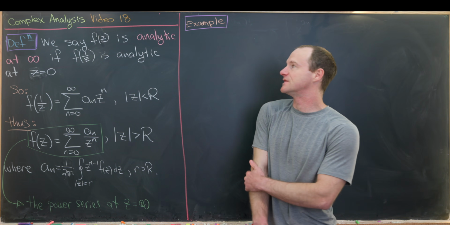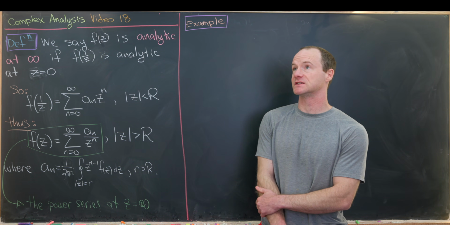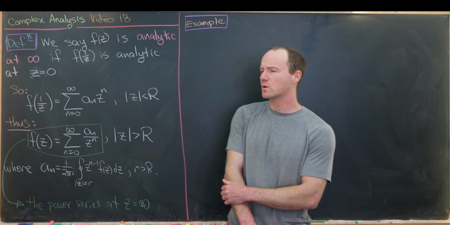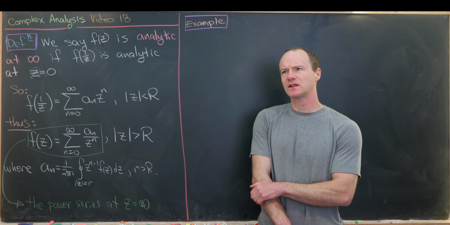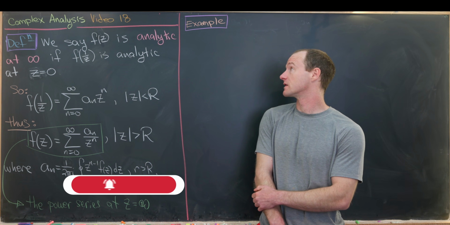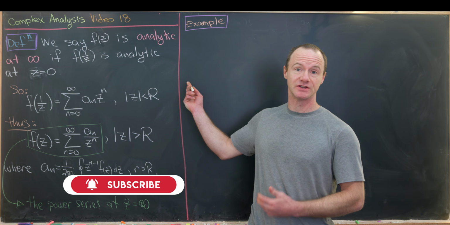This is the 18th video in a series devoted to complex analysis, and we're going to go over a couple of things in this video. We'll go over what it means for a function to be analytic at infinity, as well as looking at the zeros of analytic functions. Okay, so for that first topic, we need a definition.